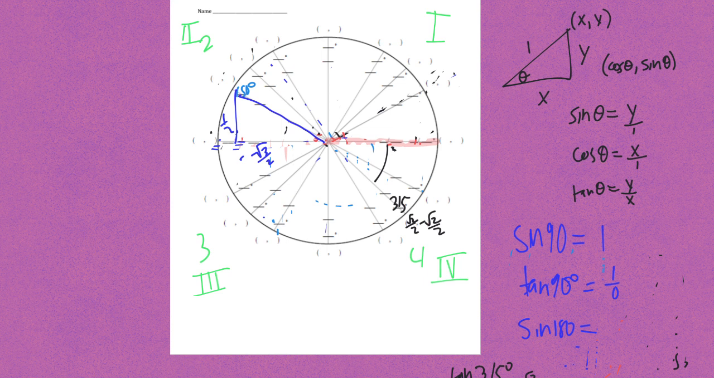-45 degrees would be, well, positive 45 degrees would be right here, because you're going in a positive direction 45 degrees. If I say go -45 degrees, that means go backwards in the opposite direction, backwards through the quadrants. So 4, 3, 2, 1, go backwards 45 degrees.